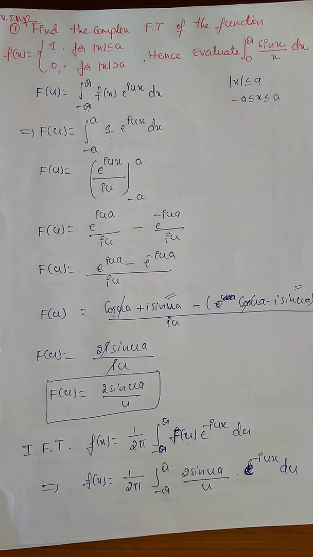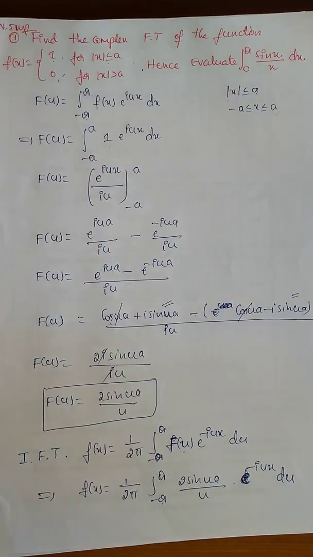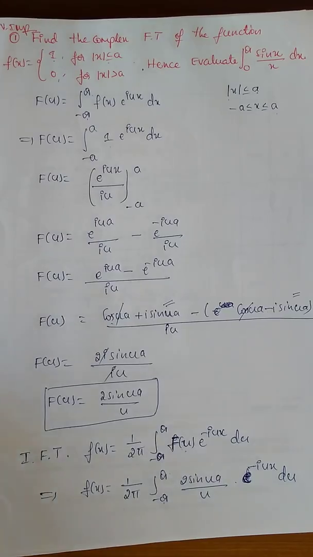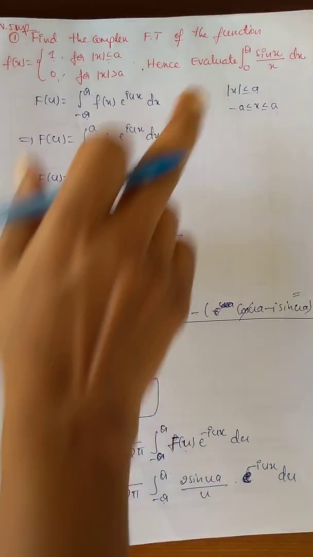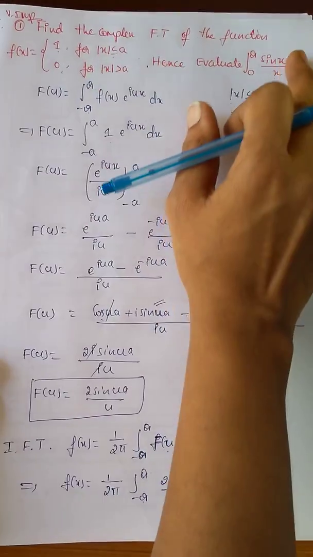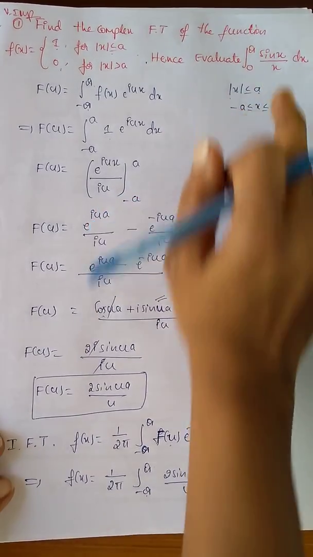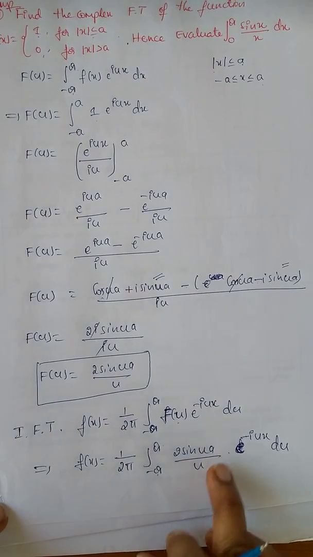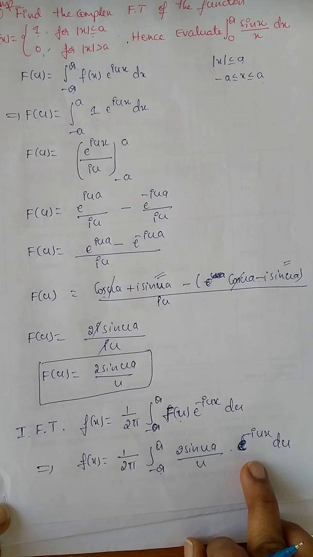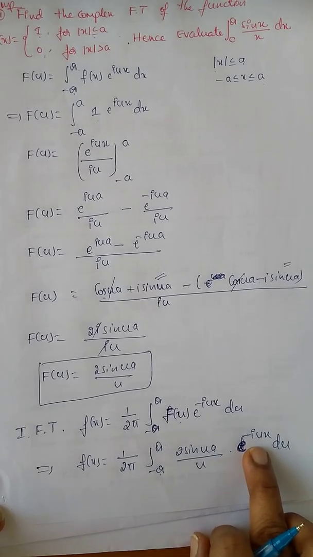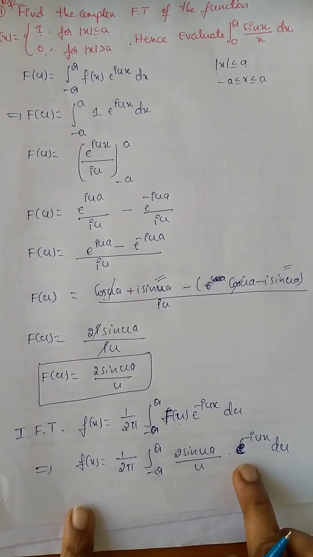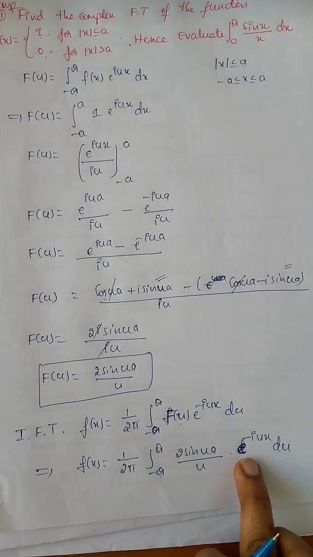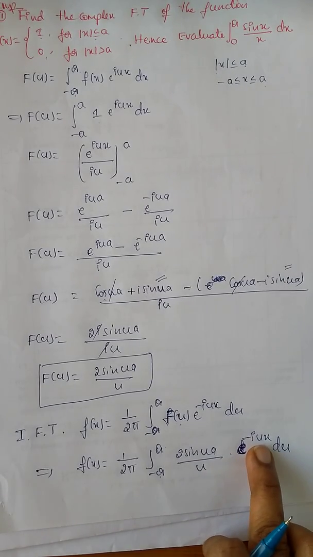Okay, the second part also is very simple. Without integrations we can evaluate. Just compare this equation with the given problem. If we compare this step with the given question, here the given problem within the integration has only sin x by x, but we have 2 sin ua by u, along with an exponential term, e to the power of minus iux, but we don't want this exponential term. How do we remove this exponential term? Just take the substitution for x.